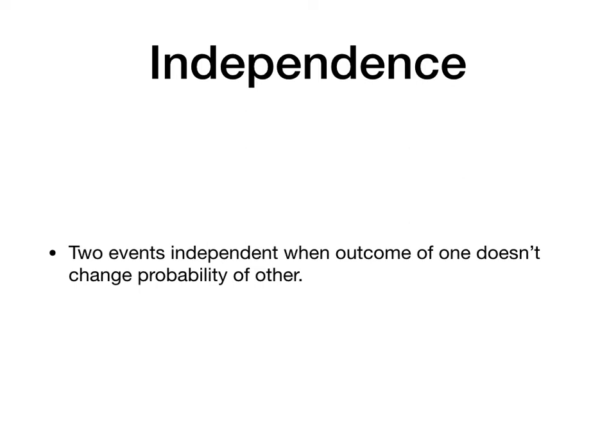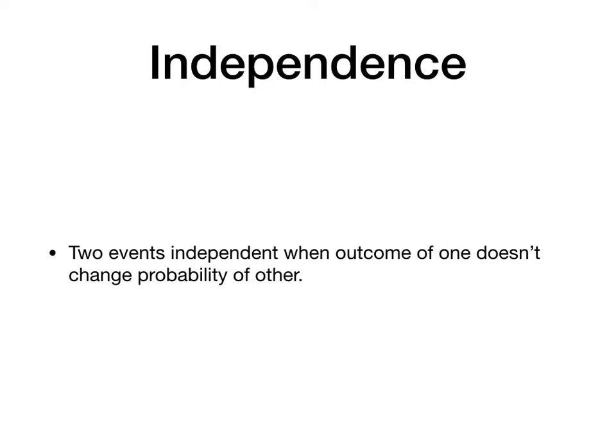I think that will be something important, not just as a fun fact, but also for your lives in general. This is important to know because it keeps you from making some really common but really bad mistakes. Okay, so let's get started. So two events are independent of each other when the outcome of one doesn't change the probability of the other.